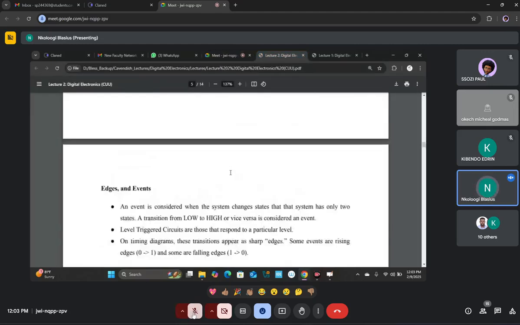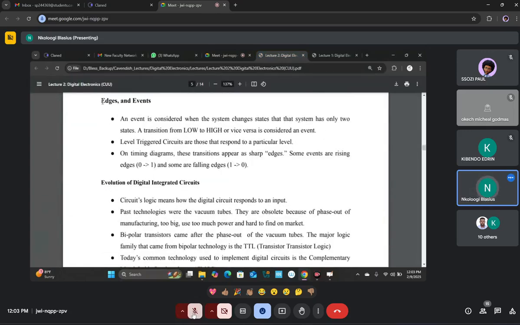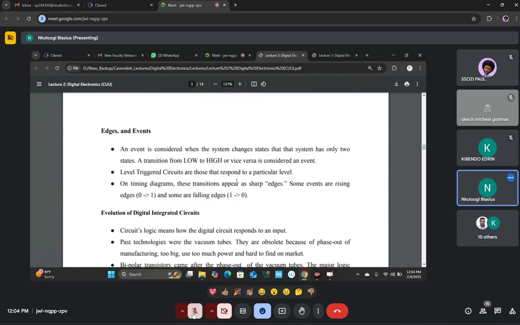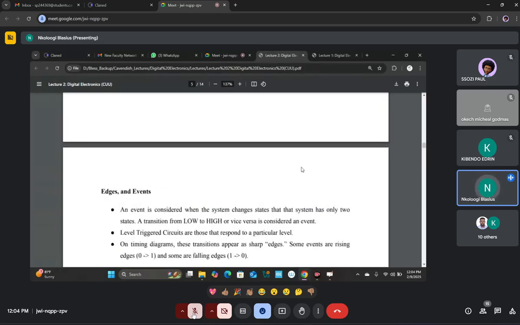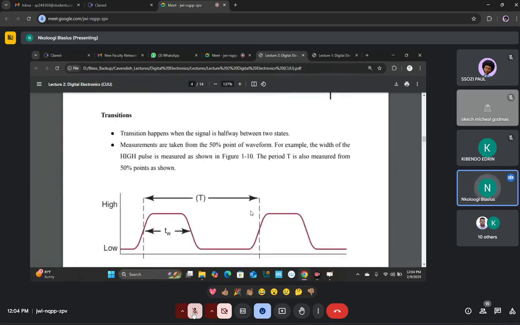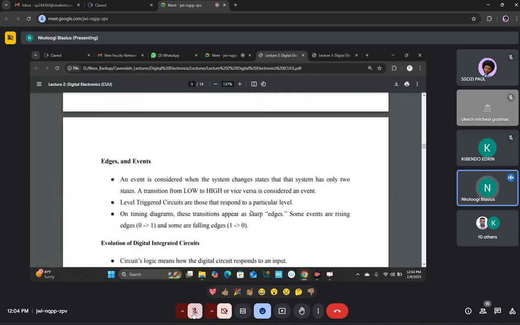So, if you have understood the transitions, let's go to the events and edges. We're saying that an event is considered when the system changes states. So we know a system only has two states, one or zero. That means that if a transition has happened, for example from here to here, then an event is considered to also have taken place. Okay, so without a transition, you cannot have an event. But this event now will take us to an edge.